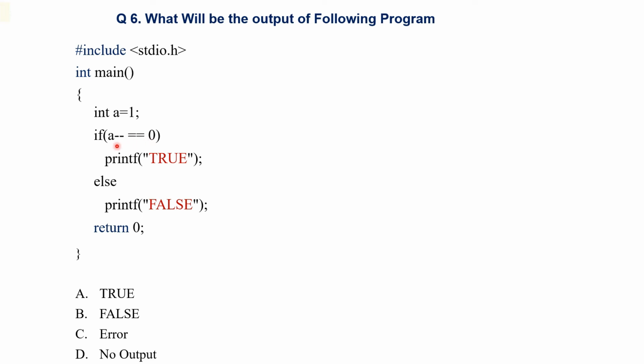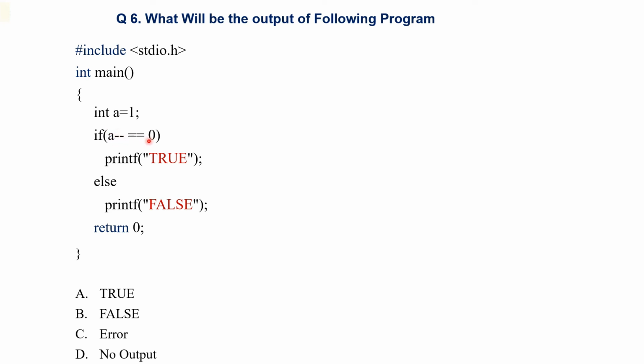So here the operator used is the postfix decrement operator, and in the postfix operator we know that the value of the variable will be used first and after that it will be decremented. So hence a will be used as it is here. So the condition becomes 1 equals to 0. So after evaluating this equation, the value of a will be decremented. So while evaluating this, 1 will be placed here, so 1 equals to 0.